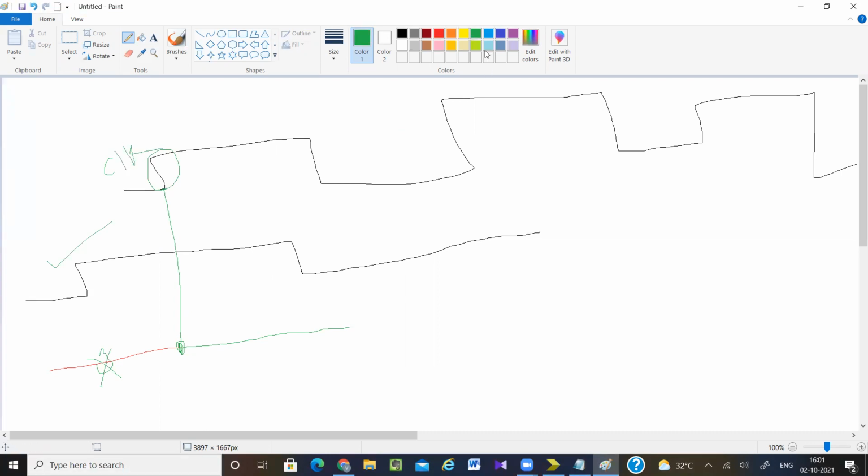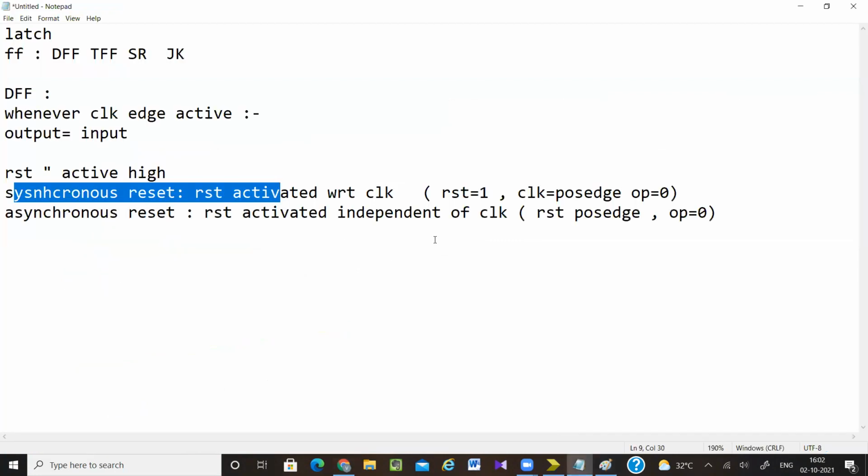Now asynchronous reset, what will happen? Here only my output will go to 0 at this point, because it is not going to wait for clock. As soon as you are making reset signal equal to 1, at that time only my output will go to 0. So this is the waveform for synchronous and asynchronous reset. And this is the definition of synchronous and asynchronous reset.